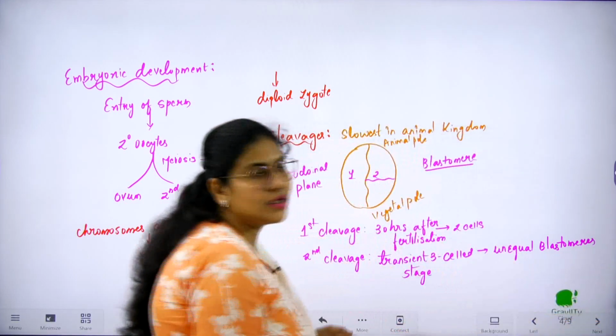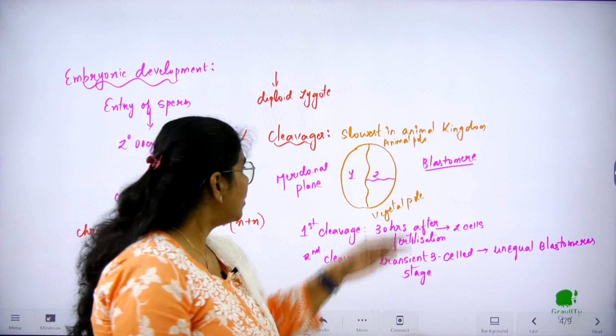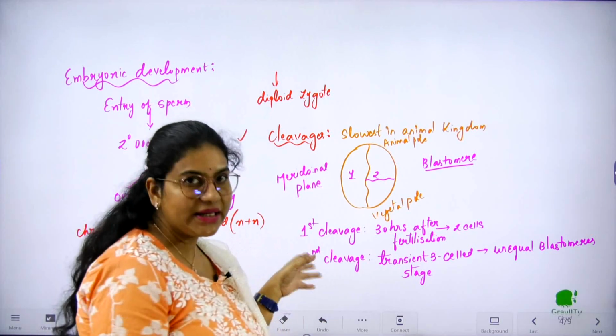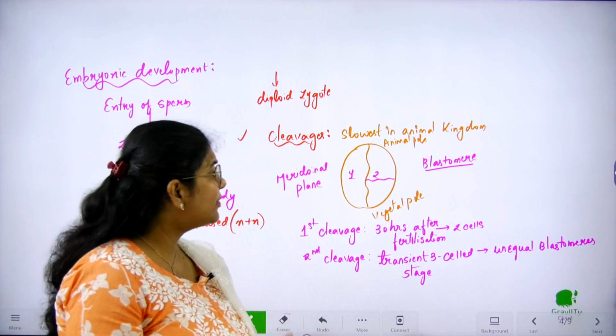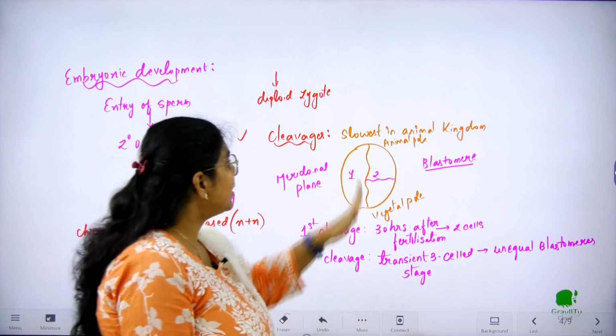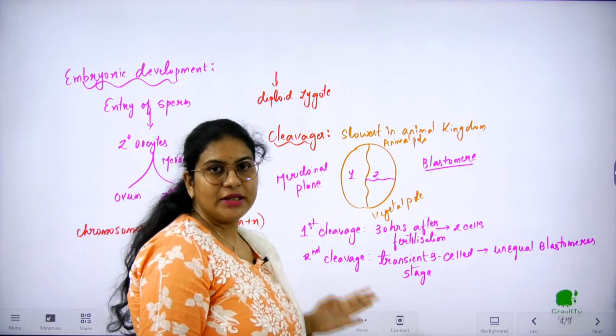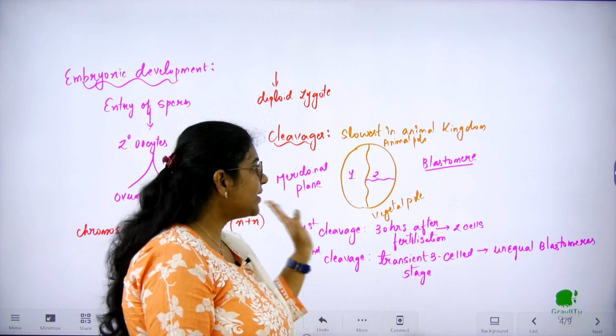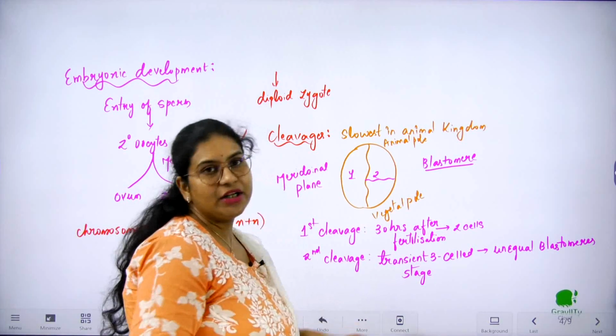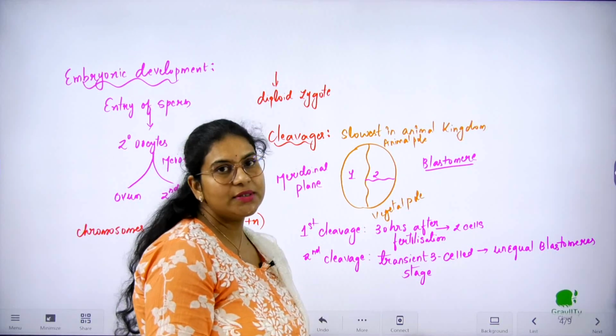Then after, there is no axis or plane in which cleavages are happening. So that happens randomly. Like you can't tell, ma'am, that happened in longitudinal plane, that happened in a vertical plane. That's not possible. They happen randomly. Cells divide in unequal sizes. Some of them divide in equal sizes.